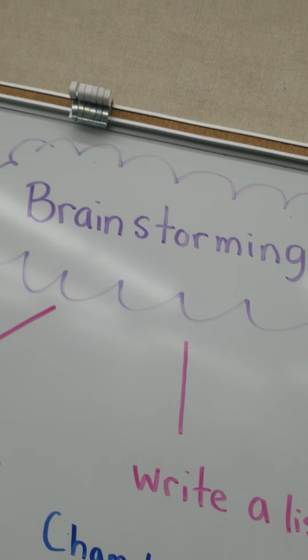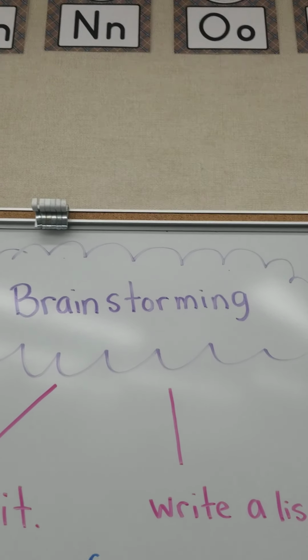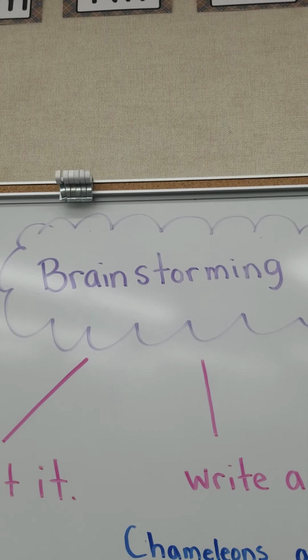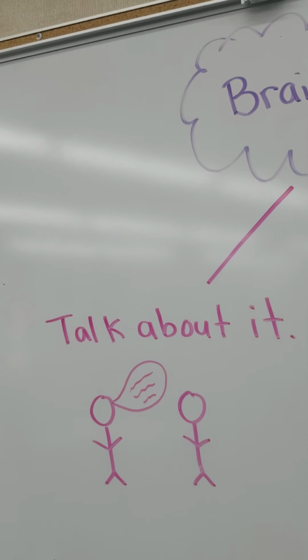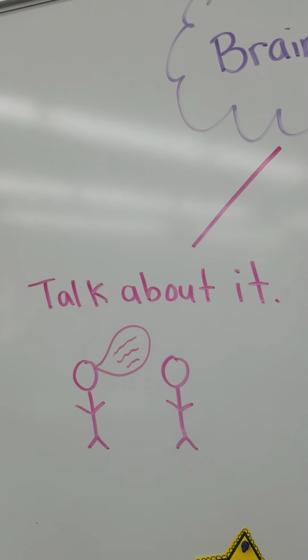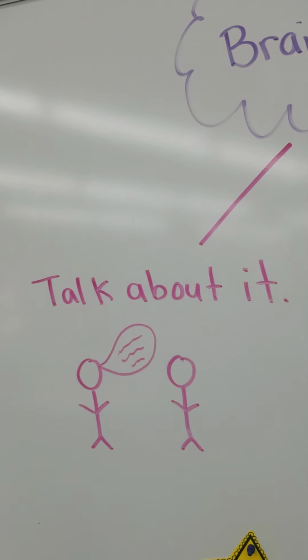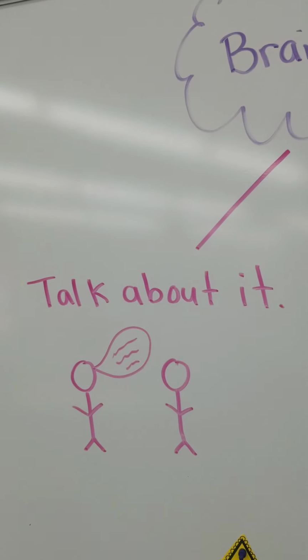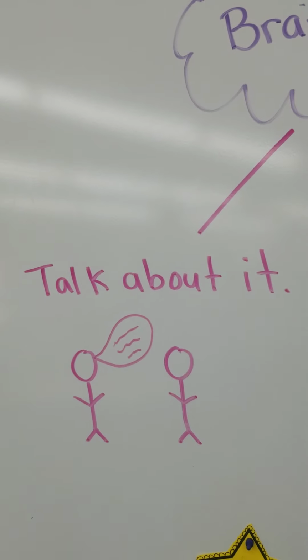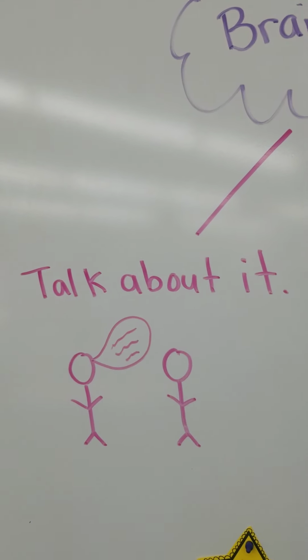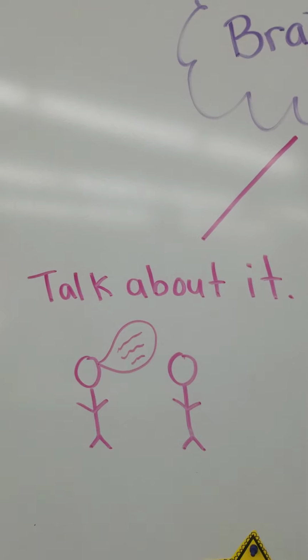Brainstorming is when you think about a topic, and you can do it in 3 different ways. You can talk about it. So after you listen to the story in your Epic mailbox, you can talk to a family member about it. You could tell your parents what you've learned. You can tell your brother or sister what you've learned. So talk about the facts about chameleons that you've read or listened to.